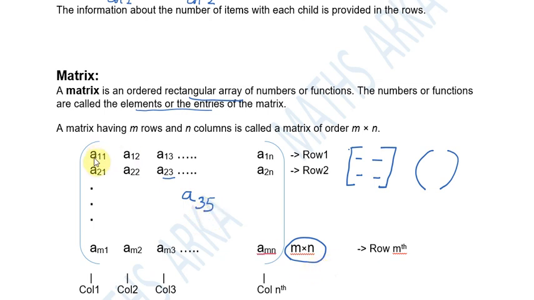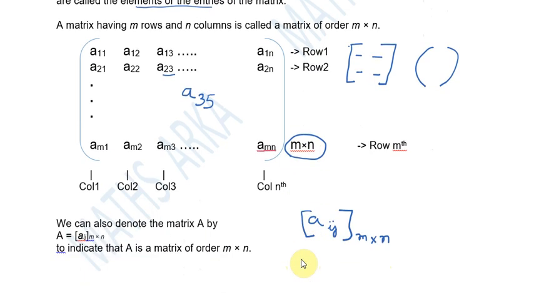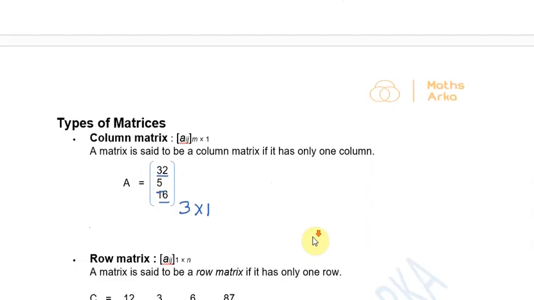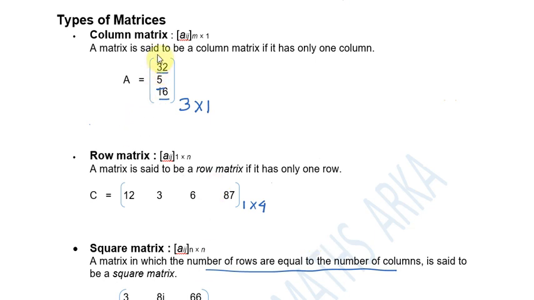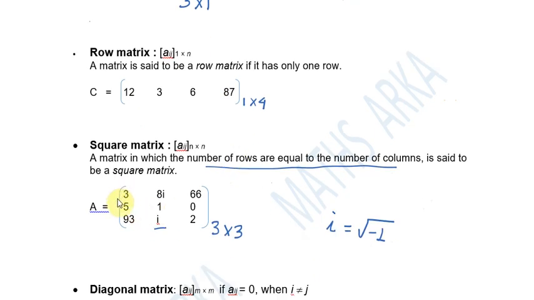Now the horizontal lines are known as rows, and the vertical ones are called columns. So in this matrix we have m rows and n columns. Then we have m cross n, pronounced as m by n, and this is called the order of the matrix. Also, this is the shortcut way to denote a matrix. Then we had types of matrices: column matrix, row matrix.